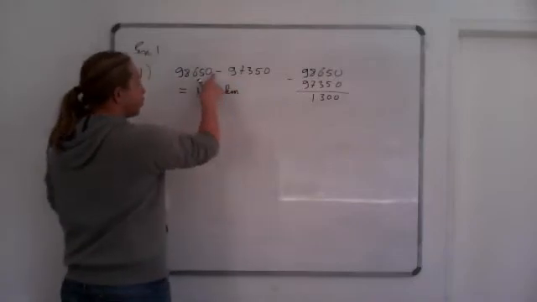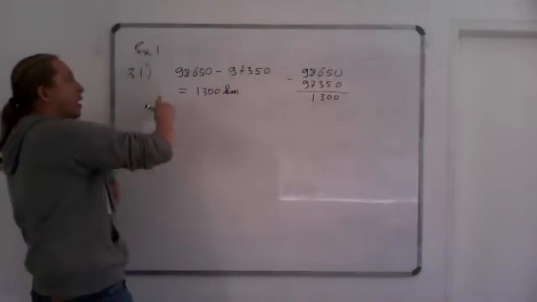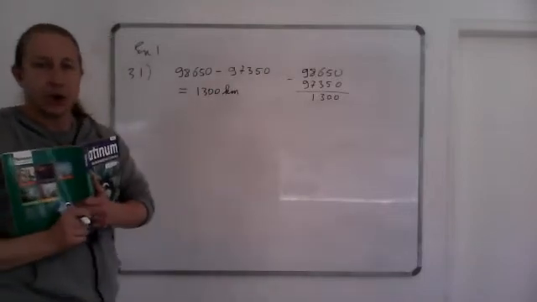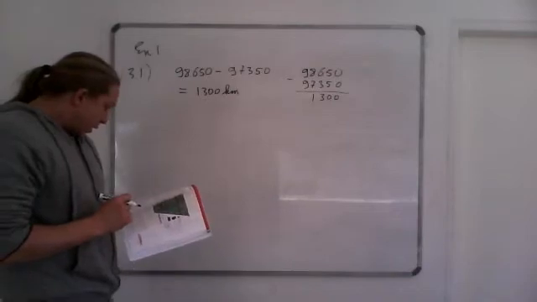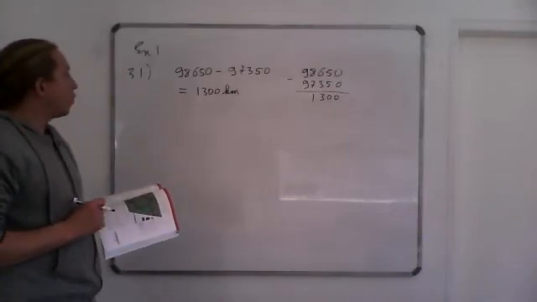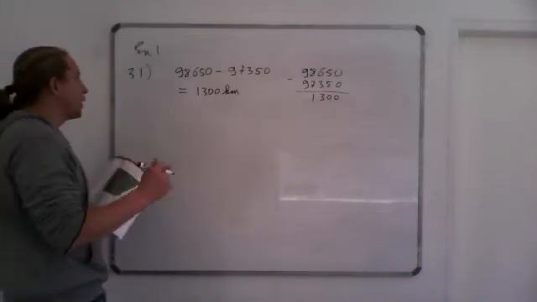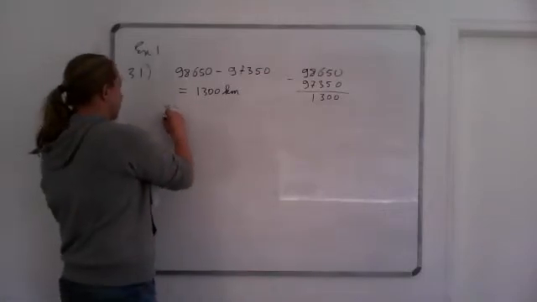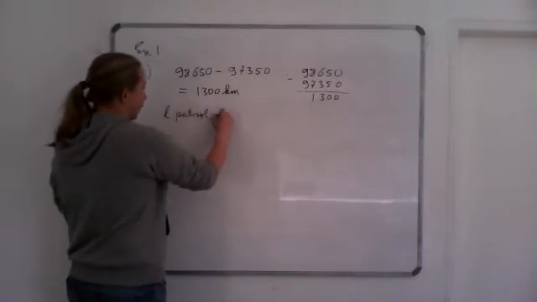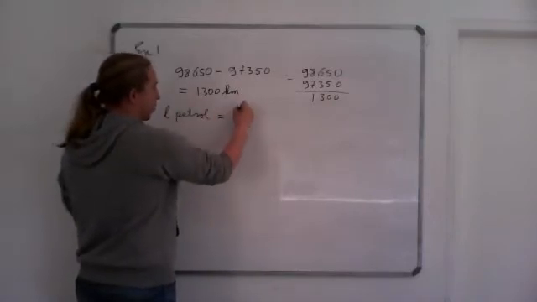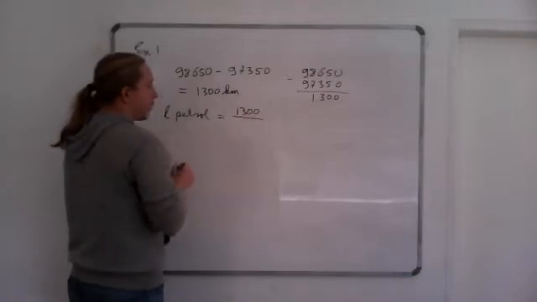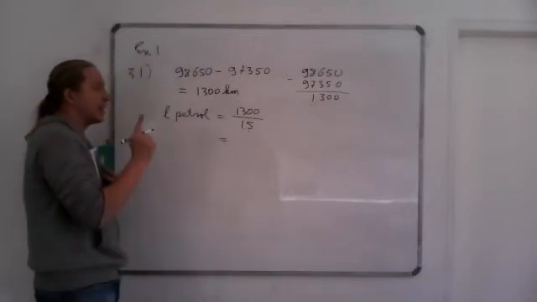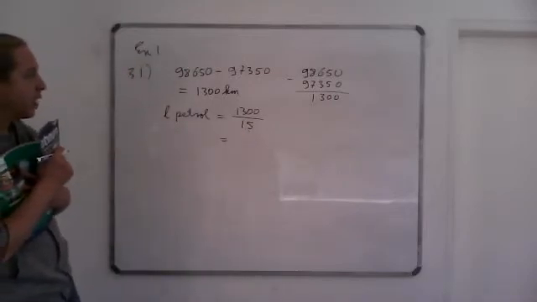I don't need to put units here or here because this is my calculation, but my final answer must have the units. You don't give me the units, I don't give you 1 mark. Right, so that was the total distance. Now we need to say, well, how much petrol is she using? So we can say liters of petrol equal total distance, 1,300, divided by how much? 15, because per 1 liter she can drive 15 kilometers.